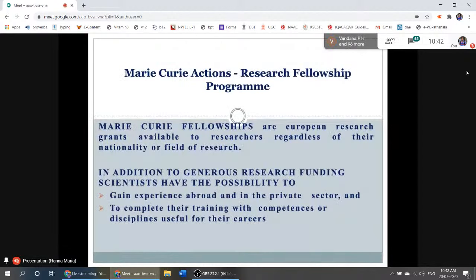Marie Curie Action Research Fellowship Program. This is a very nice program for postdocs from the European Union. Good funding.